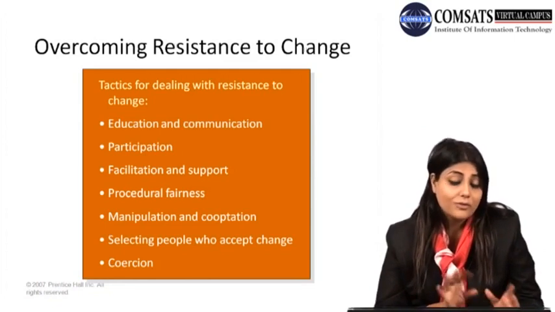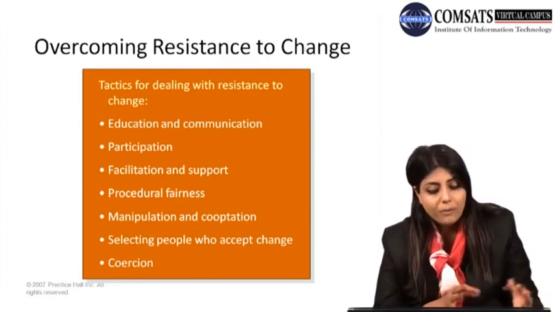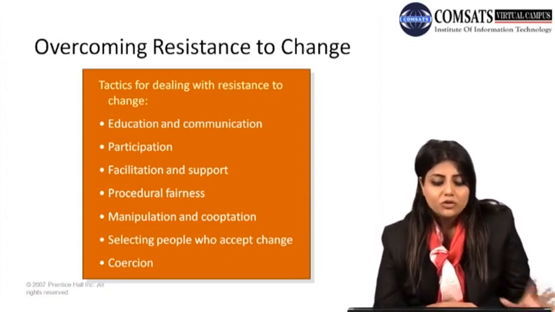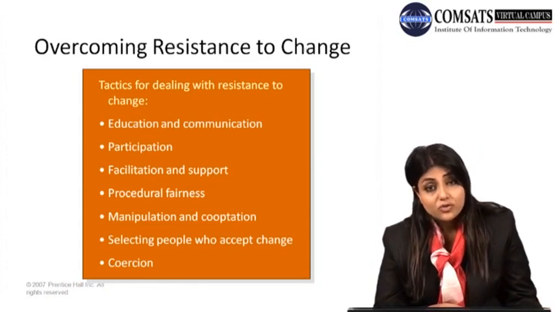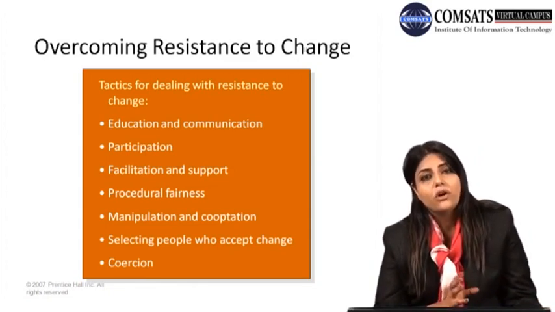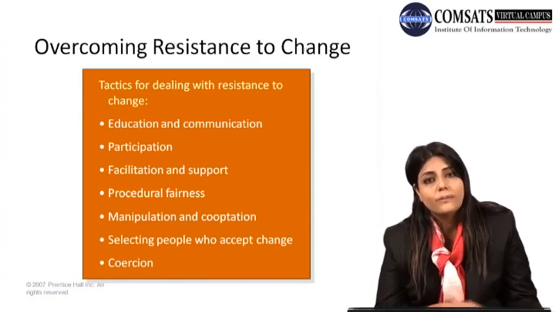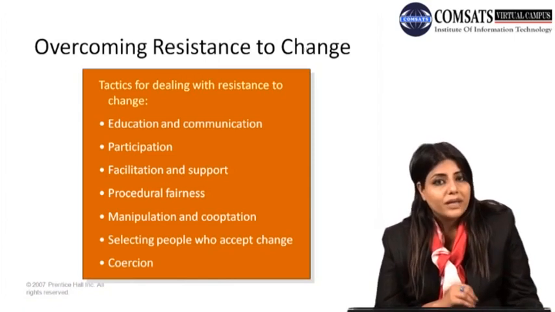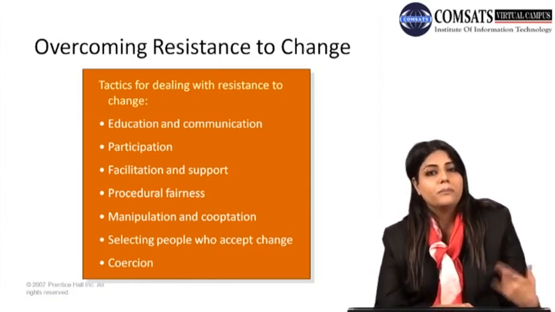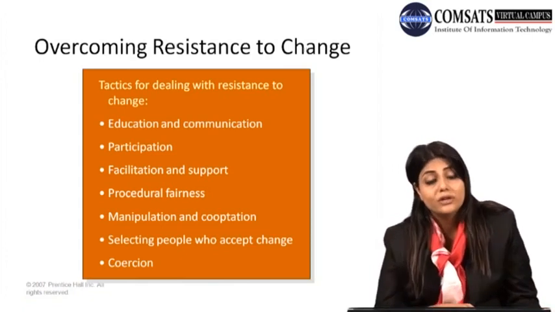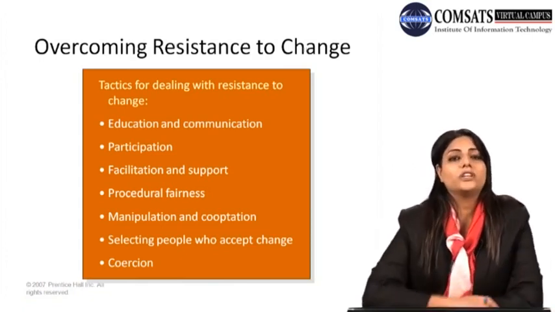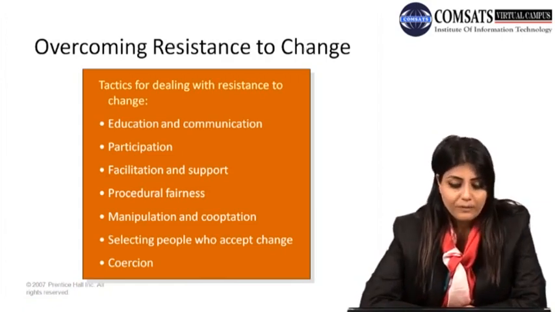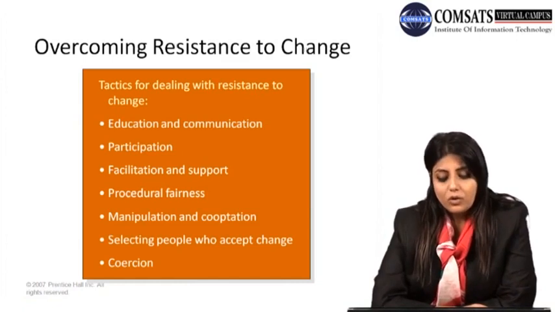So the co-optation is then basically a combination of manipulation and participation, and this type of strategy to reduce the resistance to change is successful, or it is good for the managers because it is very low cost and it can be very effective as well. But managers need to be aware that if the employees or the resistant group get to know the intentions of the management, then this kind of strategy can backfire, and the managers can lose their credibility to zero. Then selecting people who accept change.